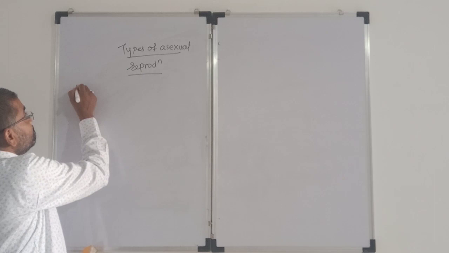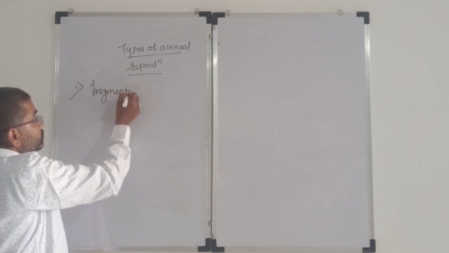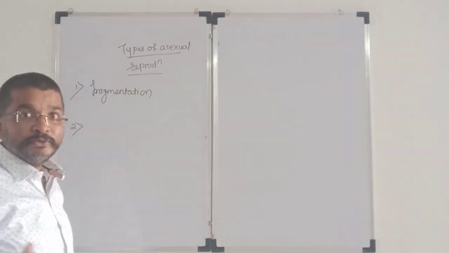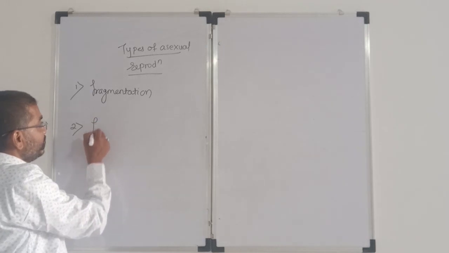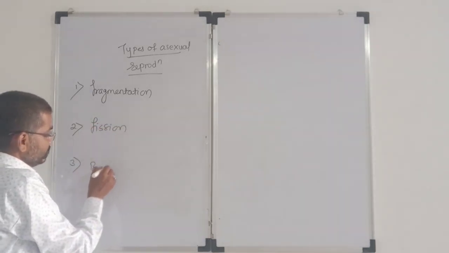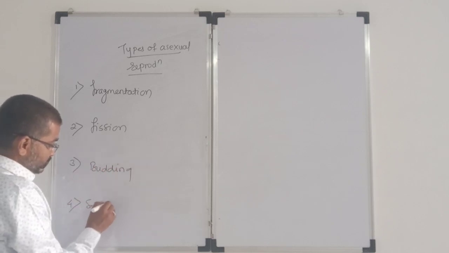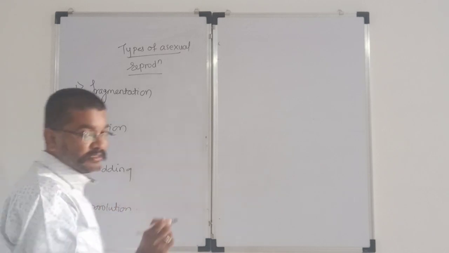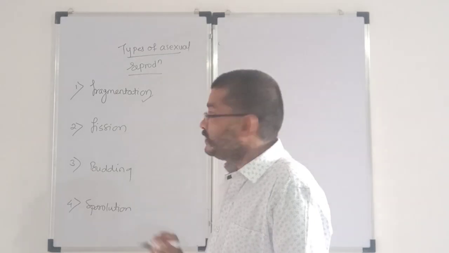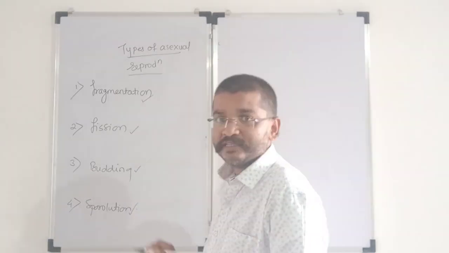So types of reproduction. The first one, fragmentation. So we are going to study only definition and one two examples. Fragmentation is second kya hai? Fission. Third one is budding. Fourth one is sporulation. So these are the four main types. First one, fragmentation. Second one, fission. Third one, budding. And fourth one is sporulation.